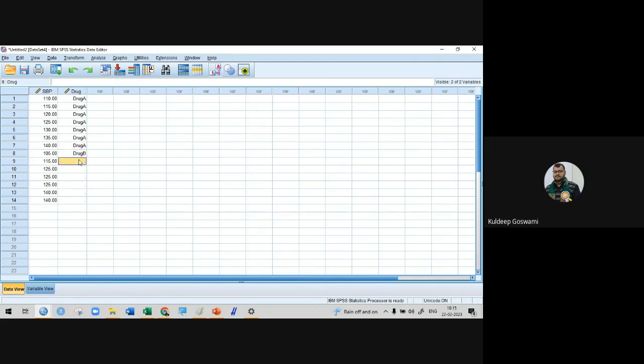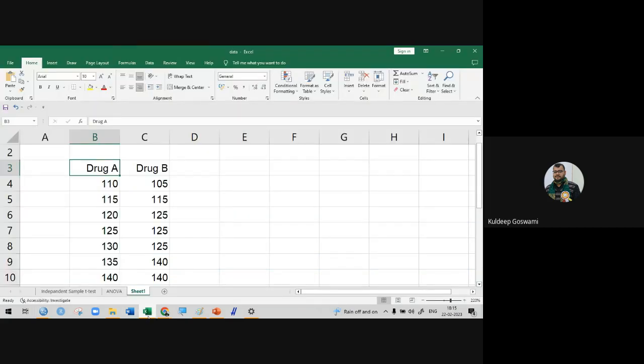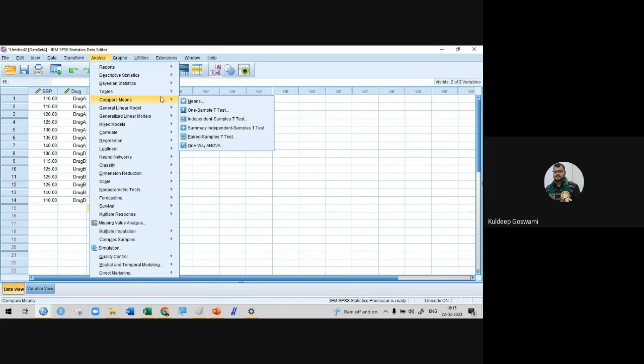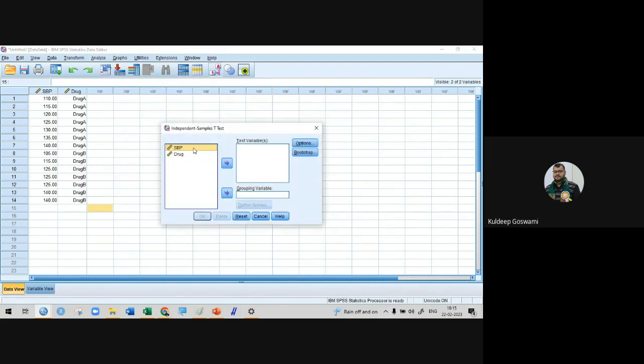Copy it and paste it. Now, see the difference. Originally, there are two variables like this, but for SPSS, we convert them to systolic blood pressure and drug. The thing is the same. Same thing is here and there also. But now we can do the independent sample t-test.